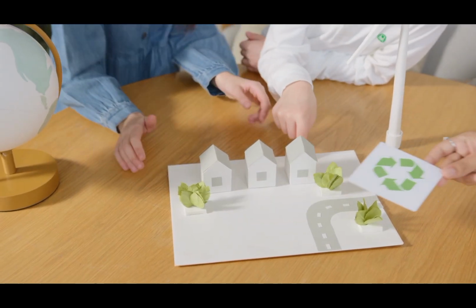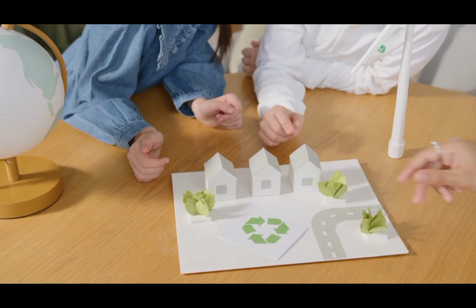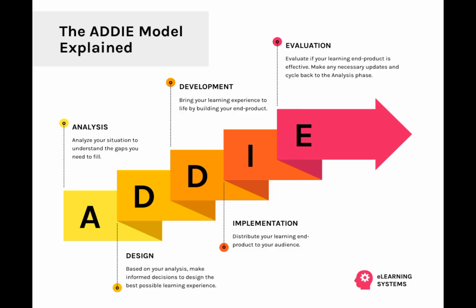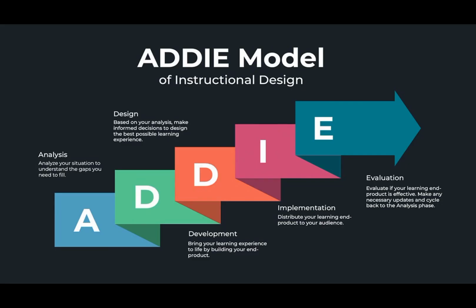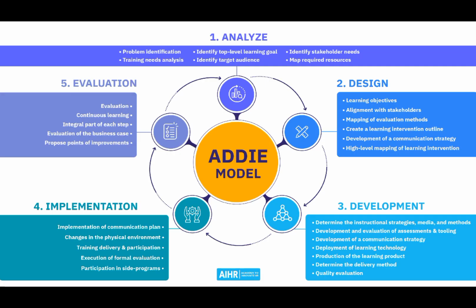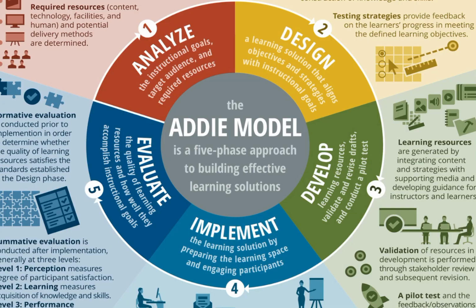So the first learning model is ADDIE model. ADDIE model is one of the most well-known and widely used models in instructional design. ADDIE stands for Analysis, Design, Development, Implementation, and Evaluation. The ADDIE model is a step-by-step approach to instructional design that involves conducting a needs analysis, designing learning objectives, developing instructional materials, implementing instruction, and evaluating its effectiveness.